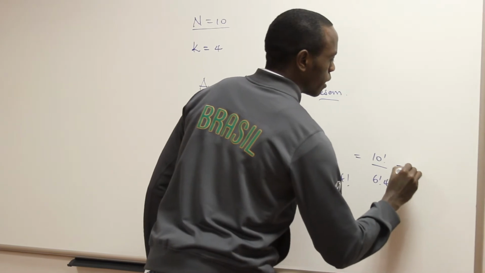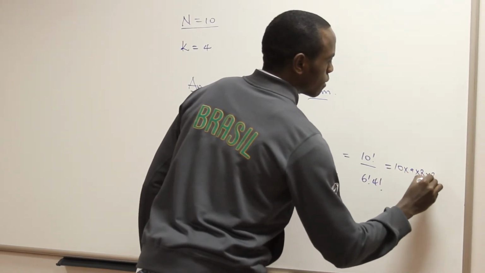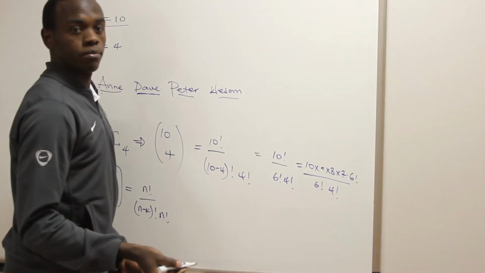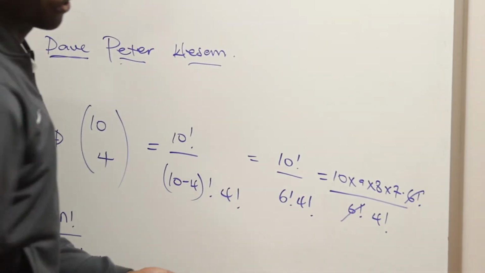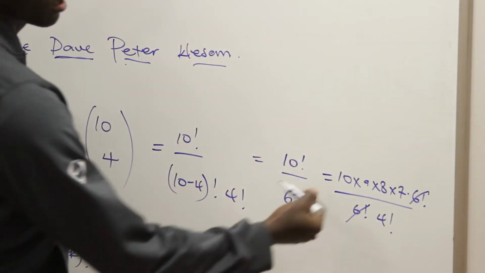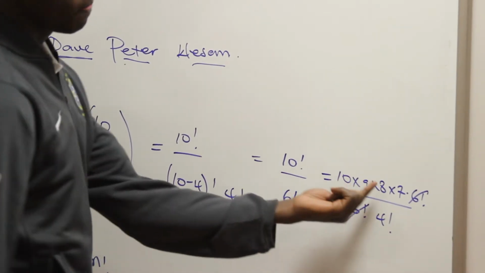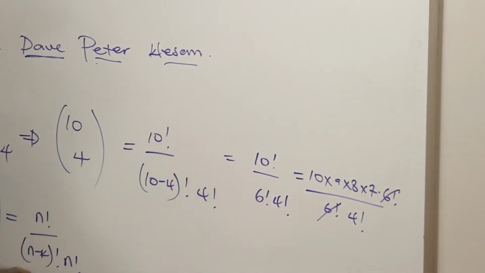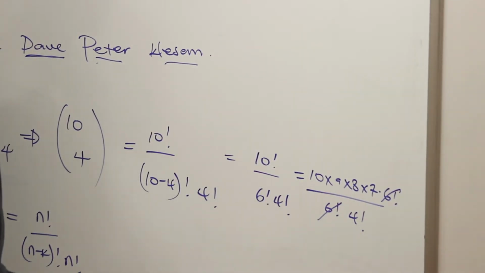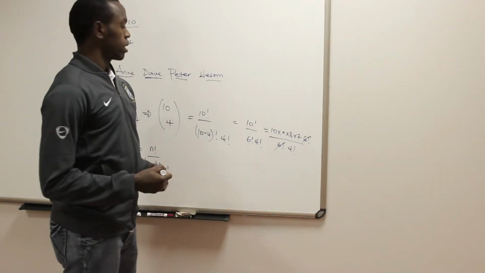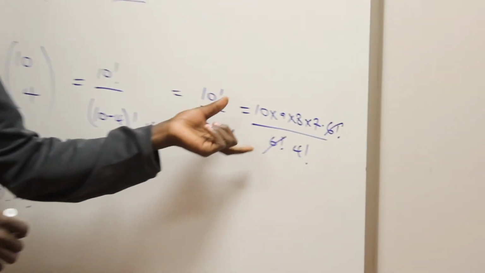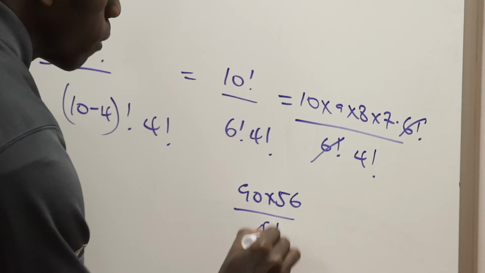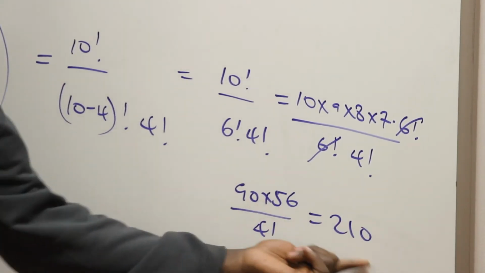This will lead us to 10 times 9 times 8 times 7 times 6 factorial over 6 factorial, 4 factorial. So right here we can just cancel out the 6 factorial, both on the numerator and denominator. Then we are left with 10 times 9, which is 90. 8 times 7 is 56. So by making this computation, we are able to come up with 90 times 56 divided by 4 factorial. And this is giving us 210.